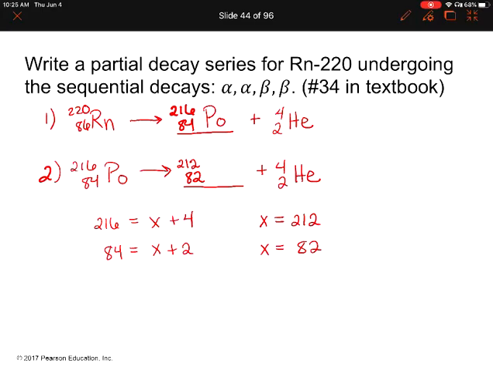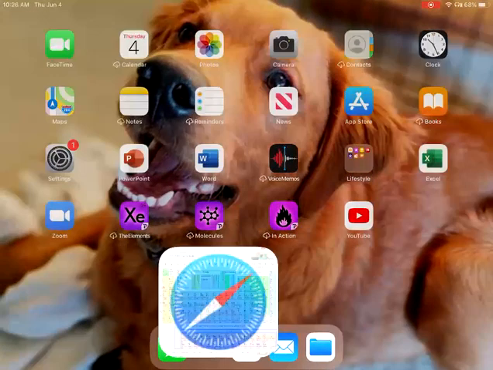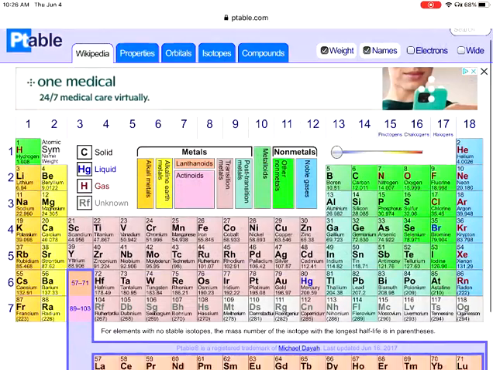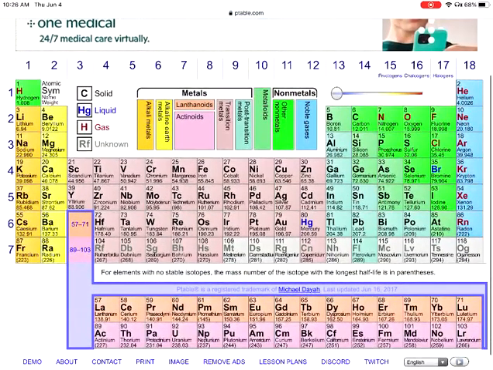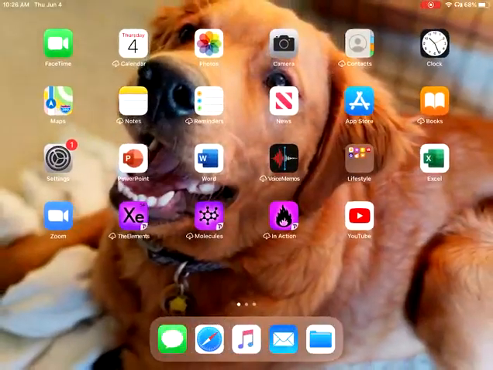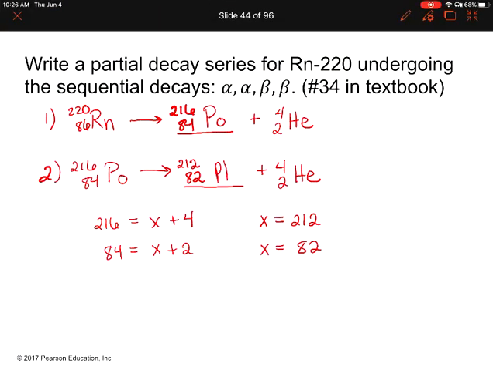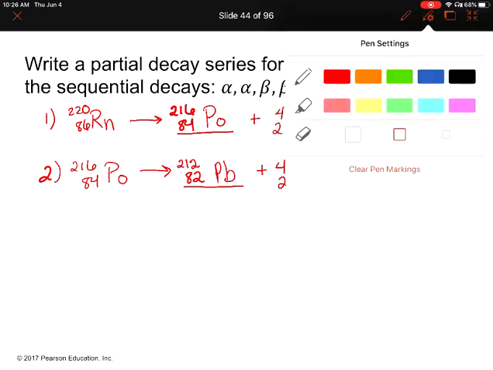Okay, so let's look up which element has 82 protons. Okay, so it looks like that's lead, which has the symbol Pb. All right, so now that's what we'll use in our next step.